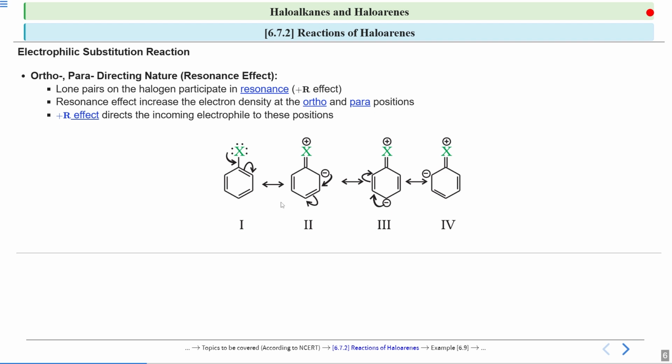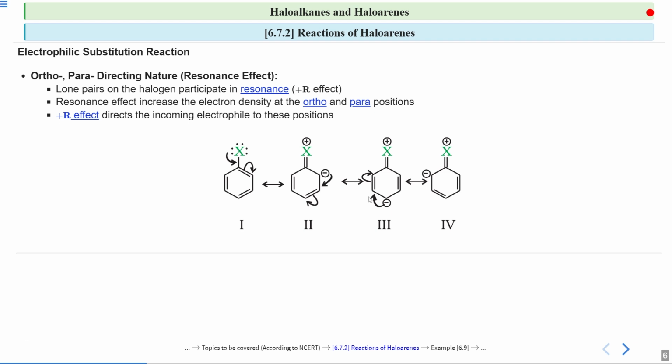They are all resonance structures, and the negative charge is delocalizing on the ortho and the para positions. You can clearly see that. One point to mention is that the negative charge, or the electron density, is not increasing at the meta position, right? It is only going to the ortho and the para positions of the benzene ring.